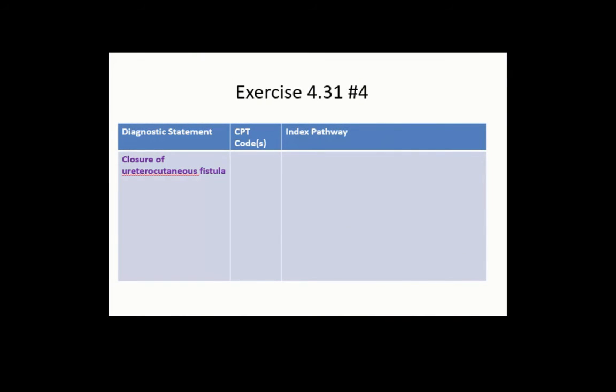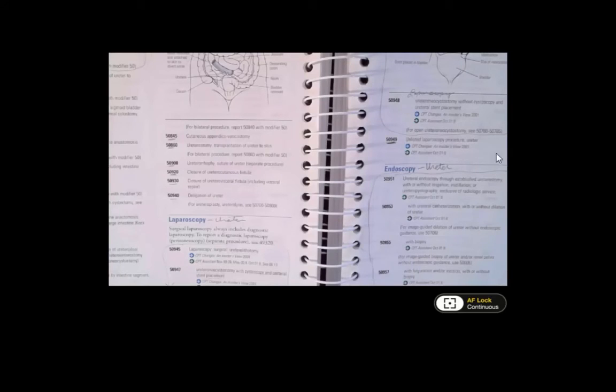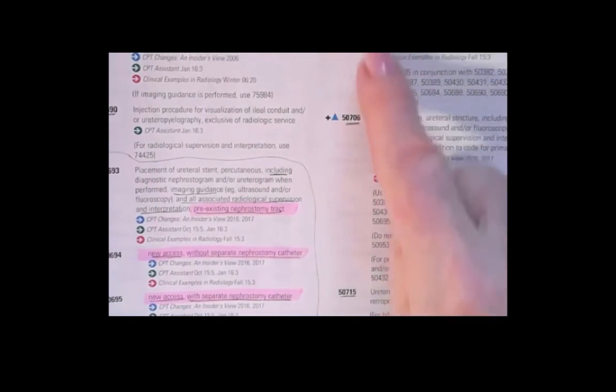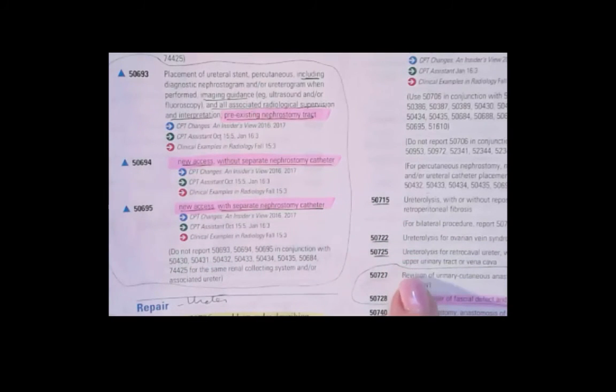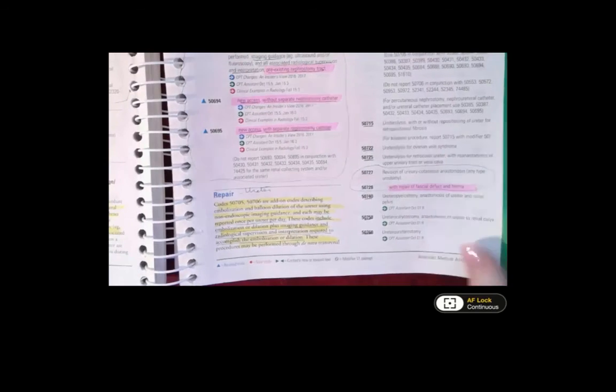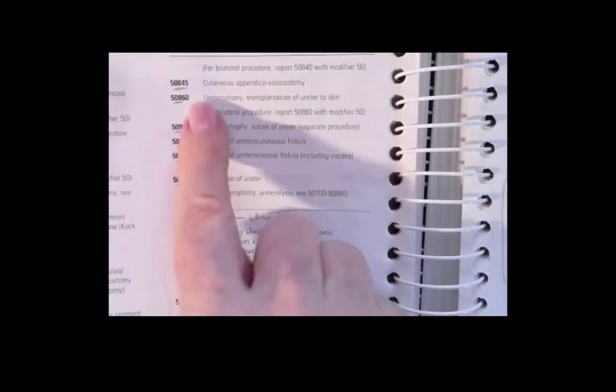Closure of ureterocutaneous fistula. It is in the index under fistula, but I also was able to find it under repair in the ureter section. So let me take you back there. We're still back in ureter, where we just were looking, only now we're under repair. Here's repair. So I would read the guidelines, and look here, just read. In repair, read. Okay, we're under repair codes. And we keep reading, and here it is. Closure of ureterocutaneous fistula.